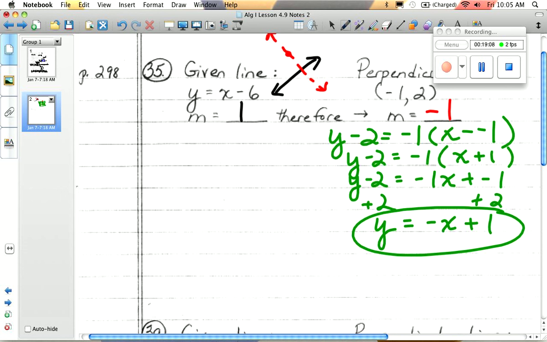Okay, now if you don't get the same thing I do, I want you to put it into your graphing calculator anyway. I want you to see why yours would be wrong. I want you to see what would happen. So these we can put into our graphing calculators. Go back to your graphing calculator, y equals, put in the given line, y equals x minus 6. Put in your perpendicular line's equation in slope intercept form in y sub 2. Do a zoom 5 and see if the lines look perpendicular.